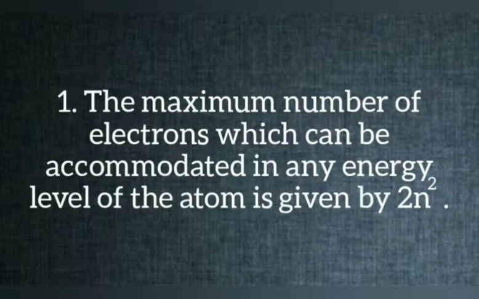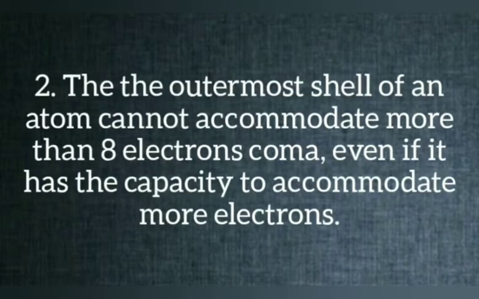The second rule says the outermost shell of an atom cannot accommodate more than 8 electrons, even if it has the capacity to accommodate more electrons. For example, if an atom has the outermost orbit, that is the third orbit, and it has 9 electrons left out, it can have only 8 electrons in the outermost orbit and the left out one will go in the next orbit.